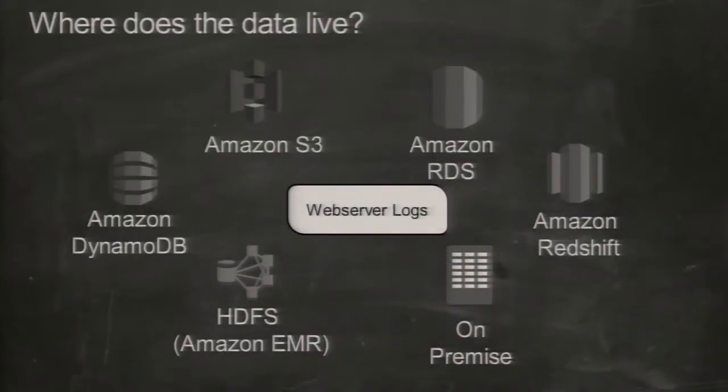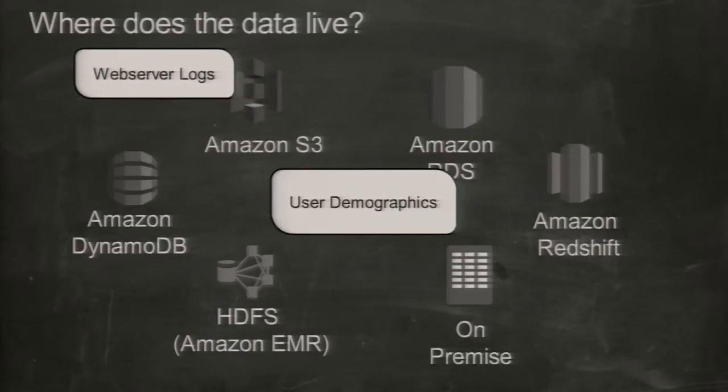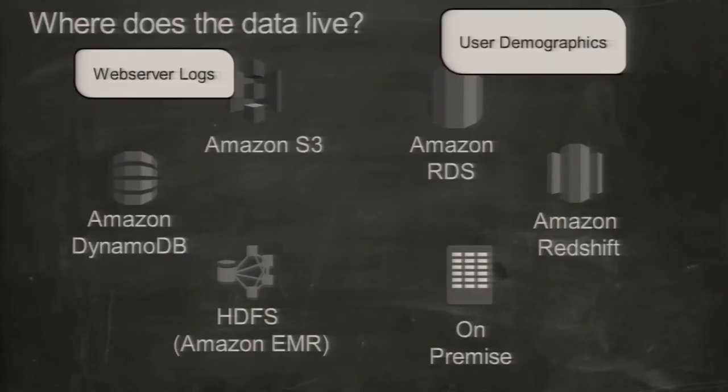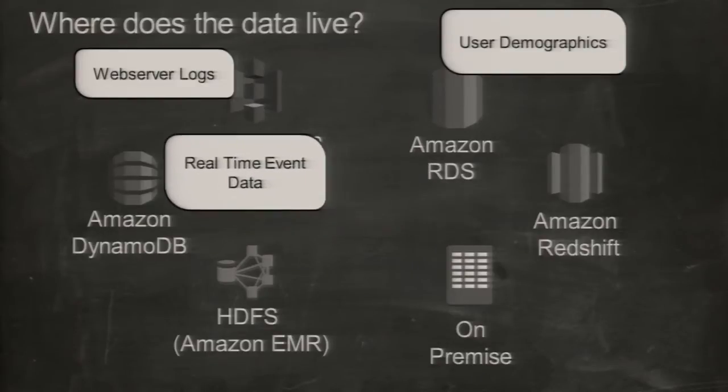And where is this stuff going to be? Well, our web server logs, taking a whole bunch of big chunks of data, sticking those in S3 would make a ton of sense. For our user demographics, this is classic relational data, right? So maybe it's an on-premise database, maybe it's RDS. And then for our event data, about who's been subscribing to what, who's been generating what events, this is Dynamo.